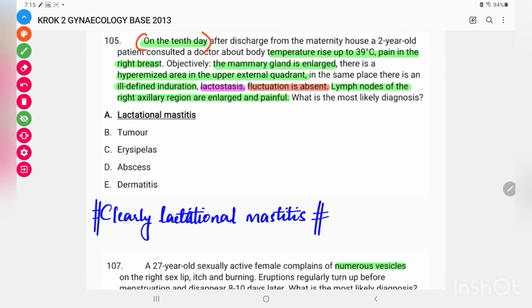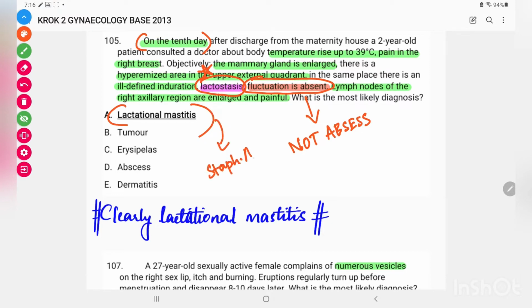So this question is really easy. First of all, the lady is presenting to the clinic on the 10th day after labor, and it is already mentioned in the question that there is lactostasis, so there is milk retention. The next point clearly given is that the fluctuation symptom is absent, so this means it is not an abscess. Along with that, lactostasis is mentioned, so definitely this is going to be lactational mastitis, which is caused by Staphylococcus aureus.